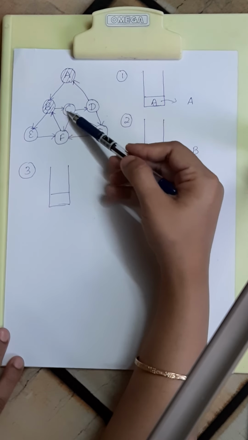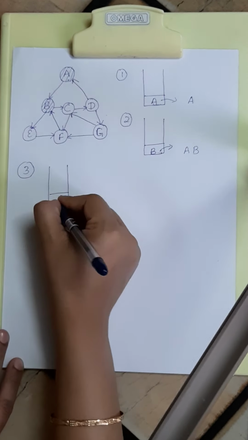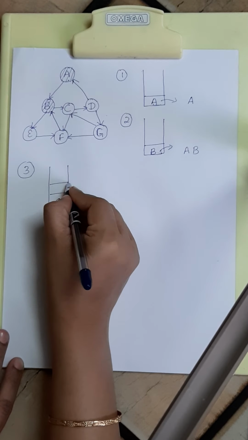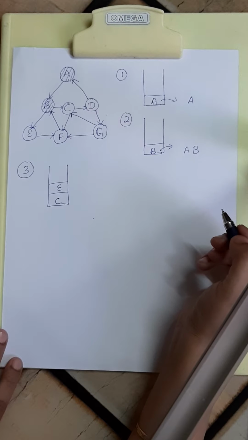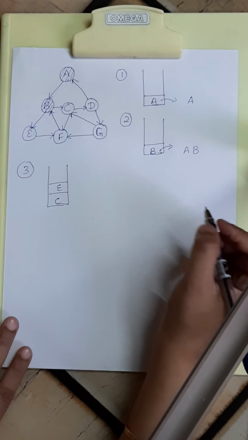So neighbors are C and E. So we are going to insert C, and then we are going to insert E. So this will be the next step. After that, we have visited C and E.